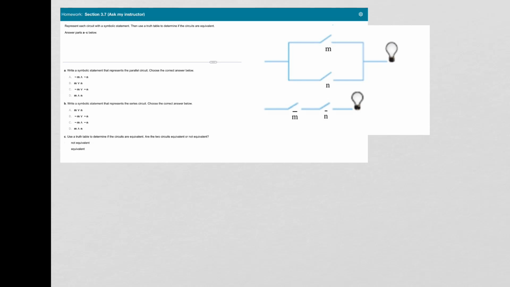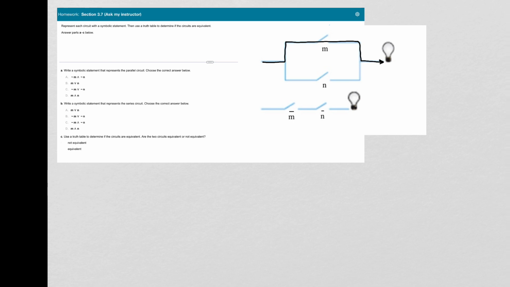In this problem, I want to write symbolic statements for each of the circuits and then use a truth table to compare the two. So let's take a look at the first circuit, and here we see that this is a parallel circuit because we can go up through M and get to the light bulb, or we could go down through N. And since that is an OR statement, that's going to be M or N.